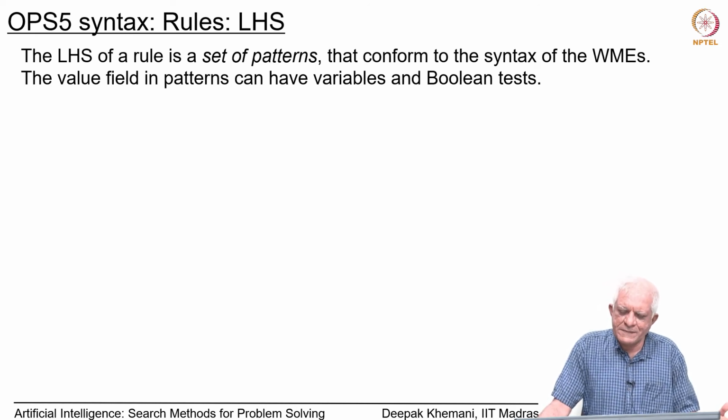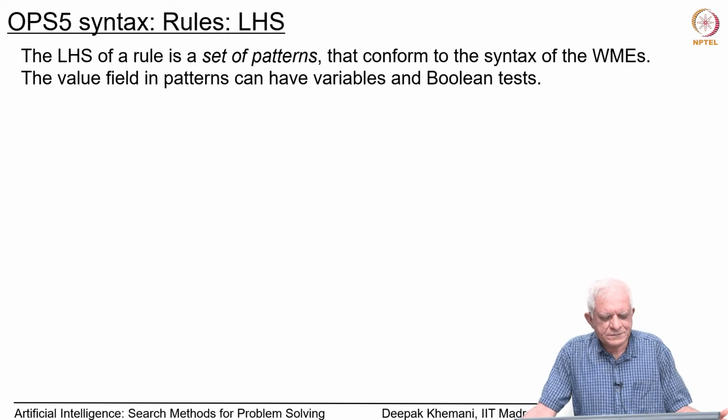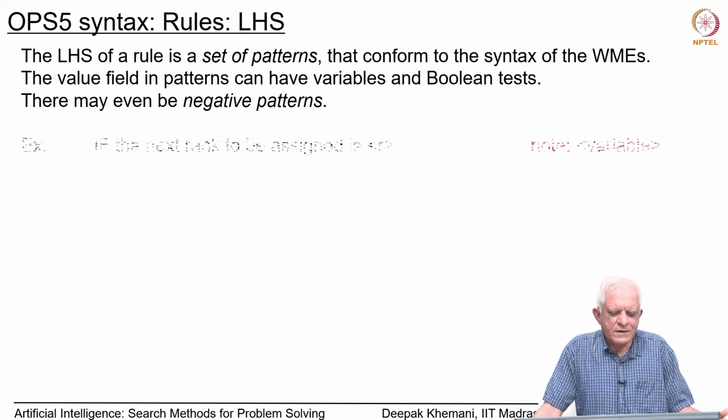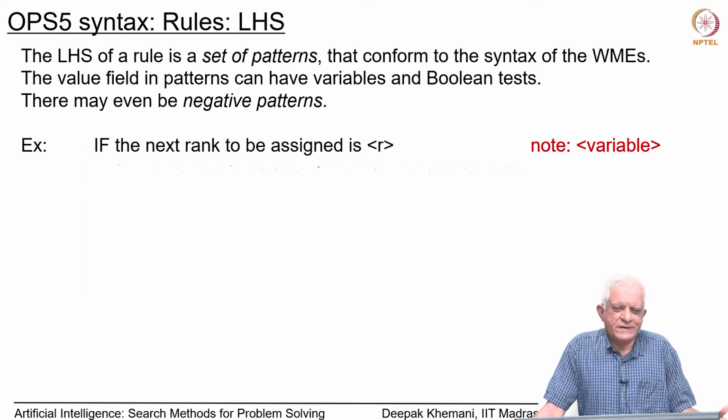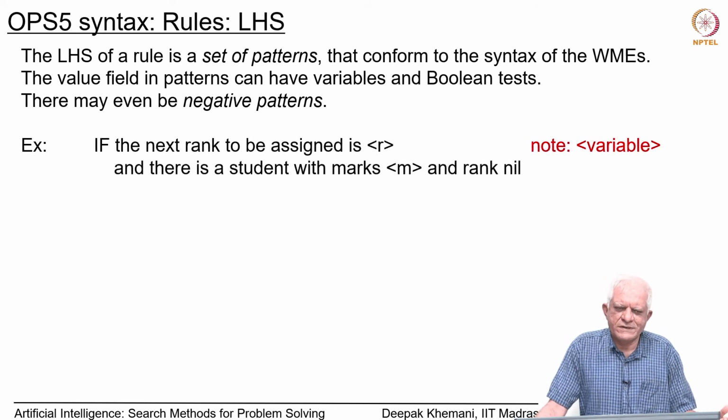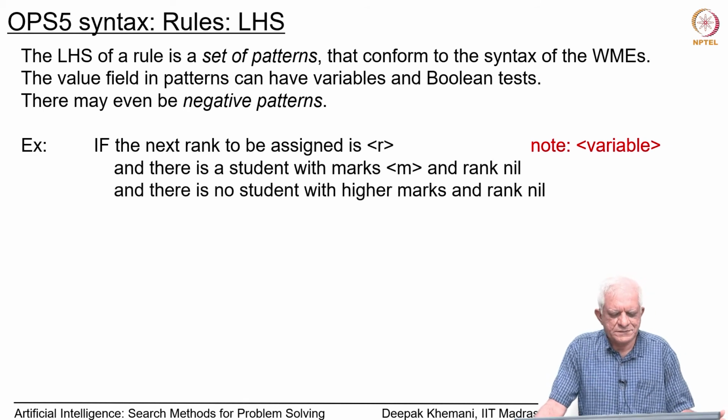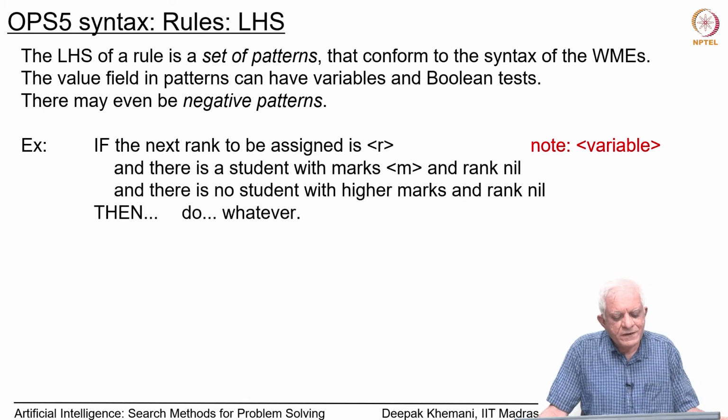The difference between working memory elements and patterns in rules is that the value field in patterns can have variables and it can have tests, which can be Boolean tests, for example. We will see examples. Also, there may be what are called negative patterns. We will see what is the semantics of a negative pattern as we go along. In fact, there is an example right here. So, this is an example of a rule for assigning ranks to students essentially.